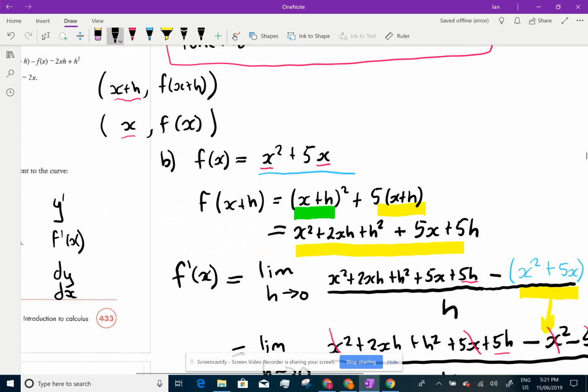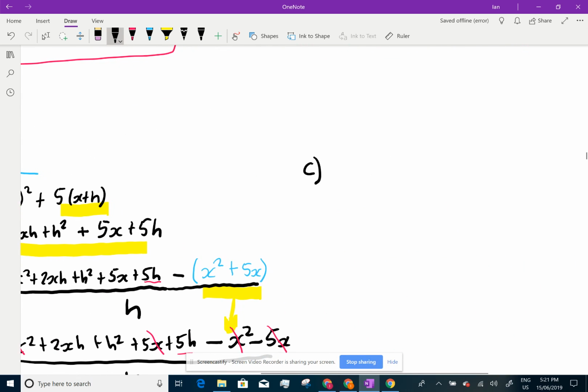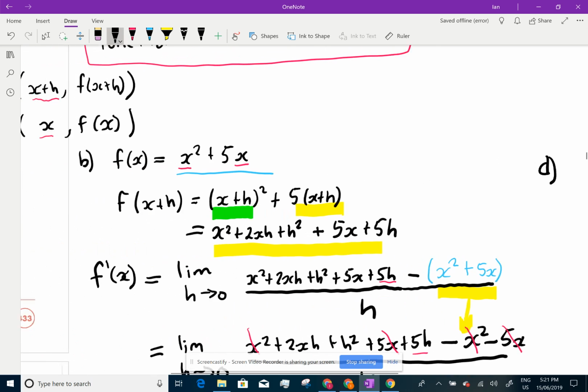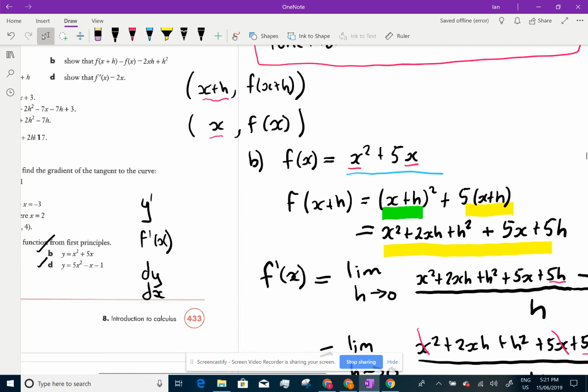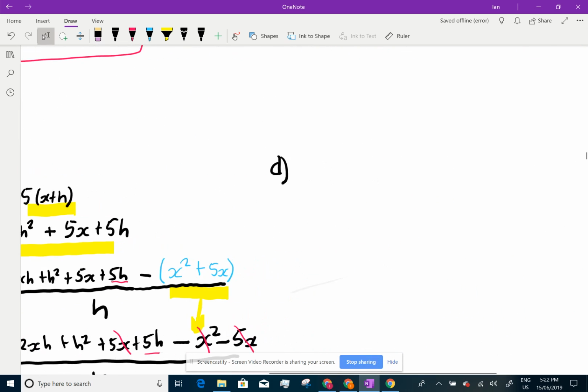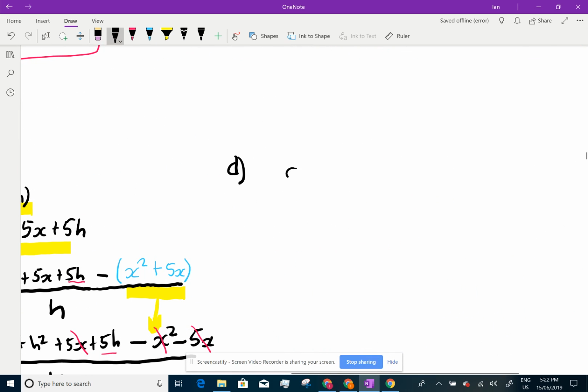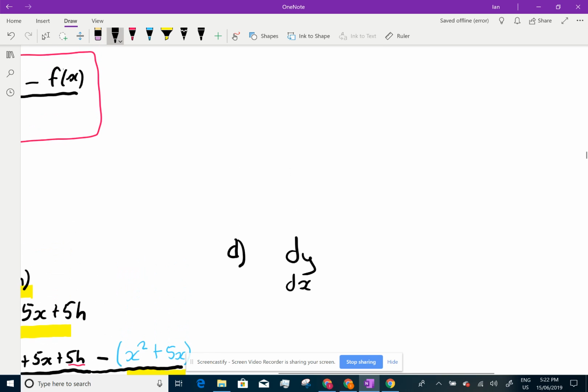Let's have a go at 11c. Let's first see what sort of, 11d. I'm pretty sure that's what I said I'd do. 5x squared minus x minus 1. Right, so I'm going to use a different terminology this time. I'm going to call it dy dx. I'm going to write my two functions.